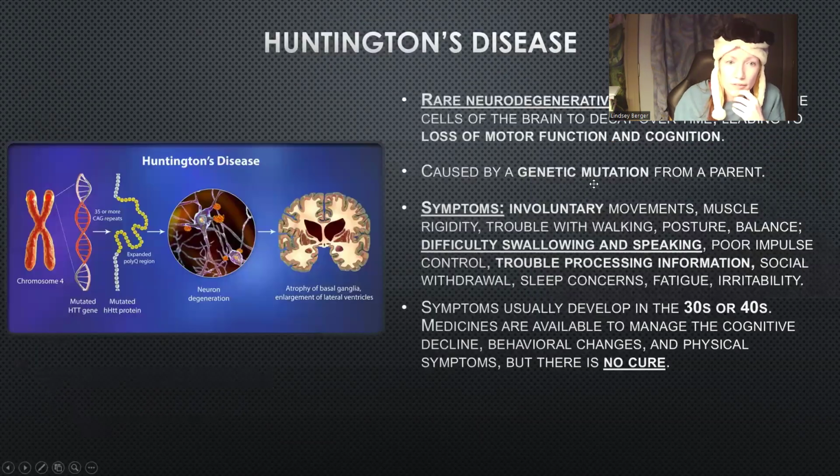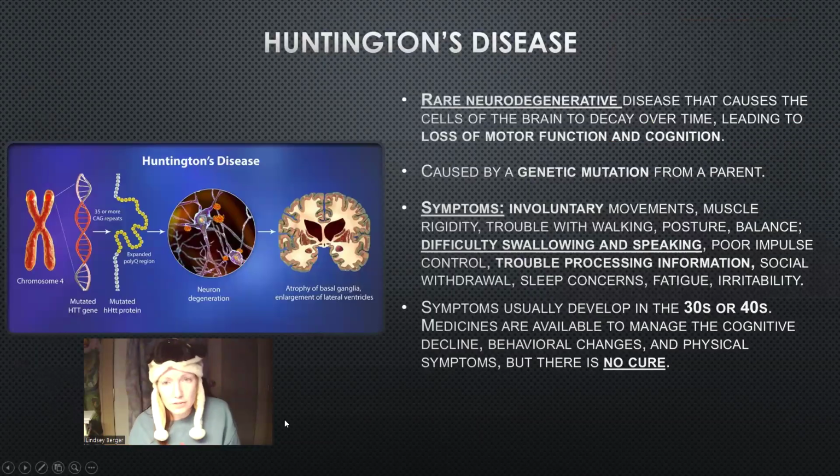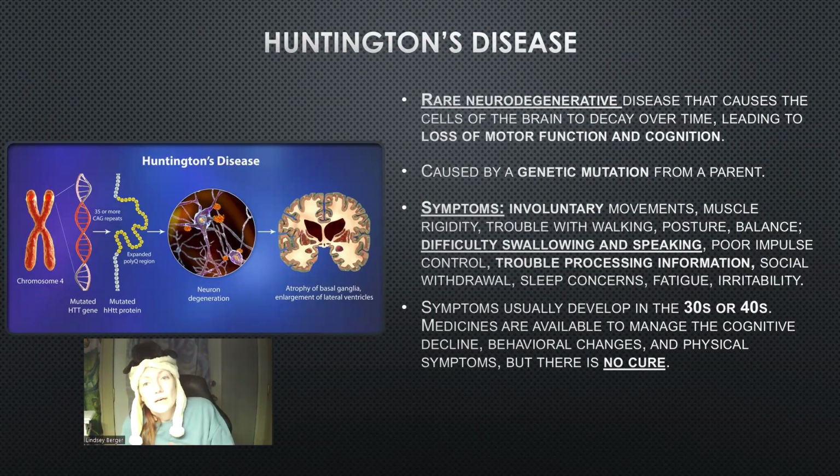Okay, Huntington's. So Huntington's is, again, a neurodegenerative disease, meaning it gets worse over time. And again, we're causing a loss of brain cells. So the brain is shrinking essentially, which is going to lead to loss of motor function. Again, they cannot control their movements, and a loss of cognition and things like that. This one is rare, but we can actually track it because it is a genetic mutation. Specifically, it is autosomal dominant.